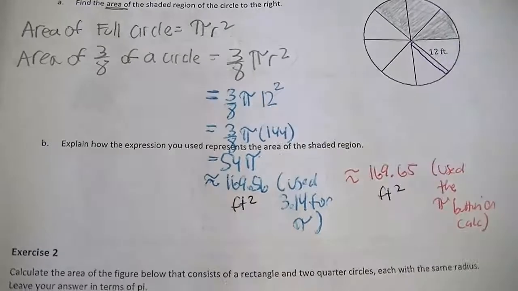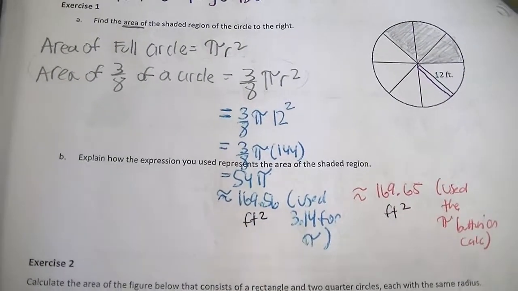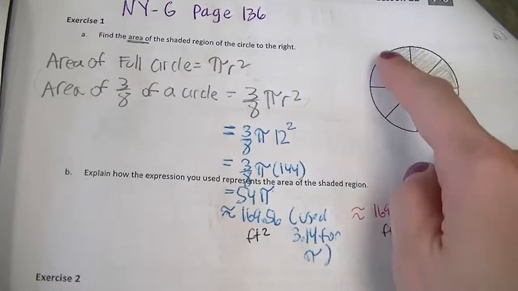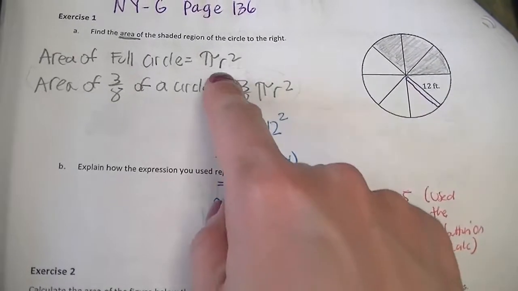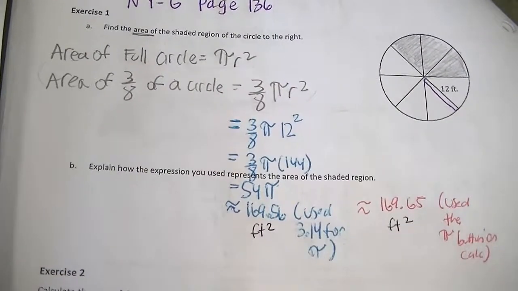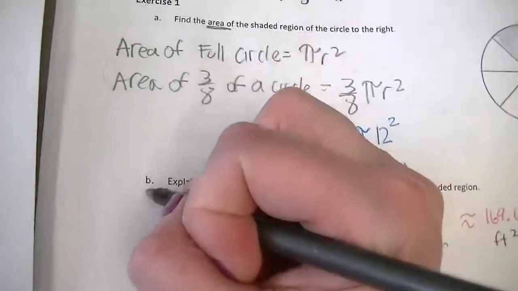Letter B says, explain how the expression you used represents the area of the shaded region. Well, the portion that's shaded is 3/8 of the circle, so that's why I multiplied the original area formula by 3/8. So to put that in writing, because that's what I'm supposed to do, I'll write it down here.